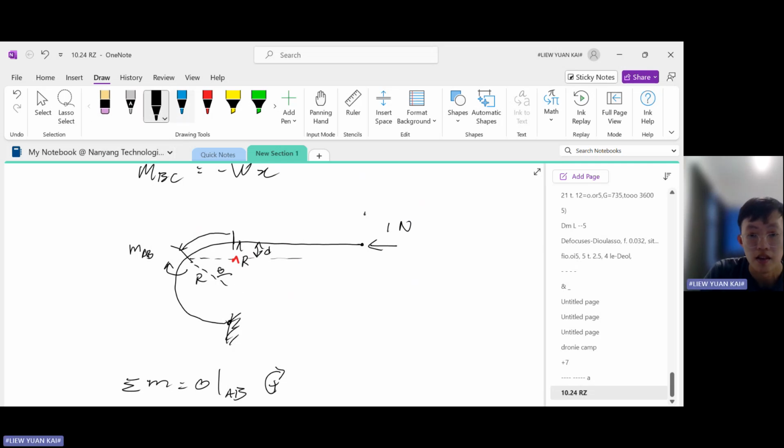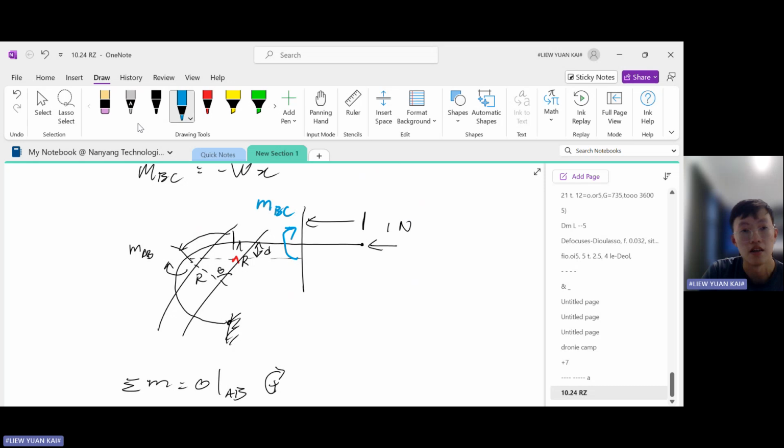Okay, what I'm gonna do is start from here. I'm gonna go somewhere in the middle of BC, take a cut, throw away everything else. Draw the virtual internal moment MBC, and then take moment equilibrium about MBC. So the only two loads acting on segment BC will be MBC and this 1 Newton load.